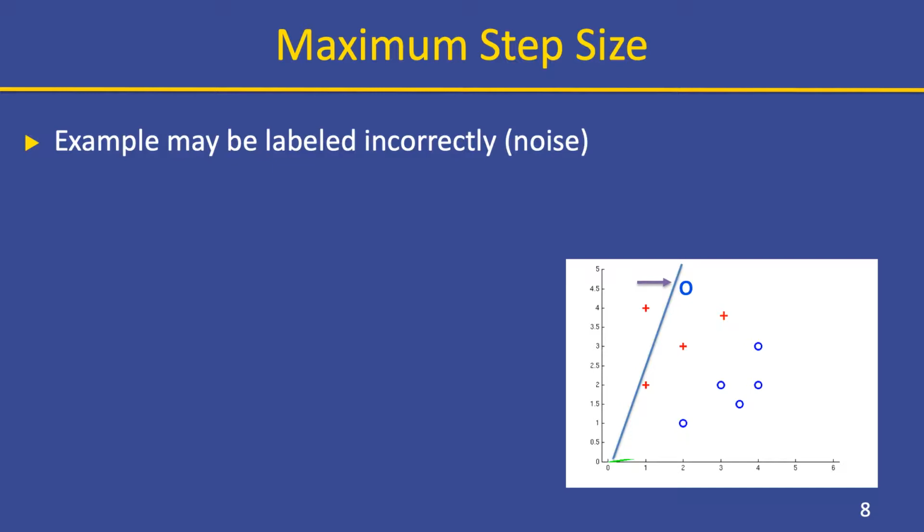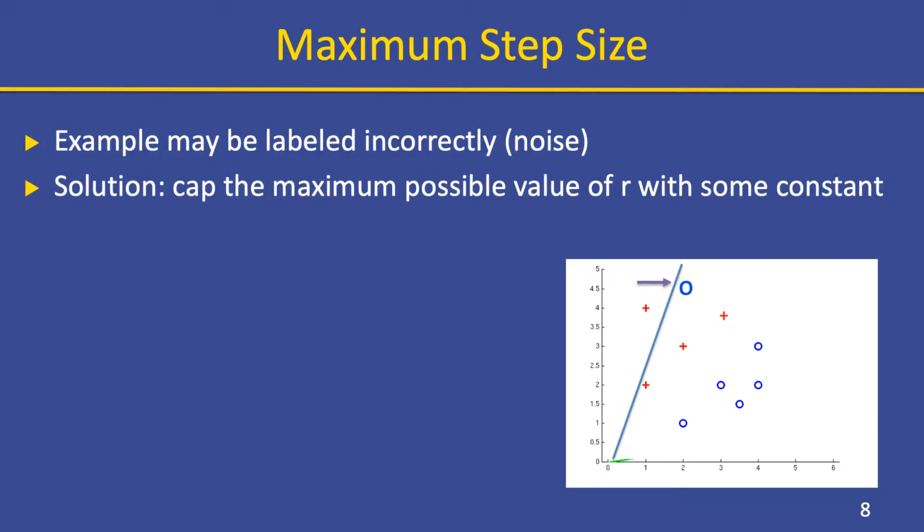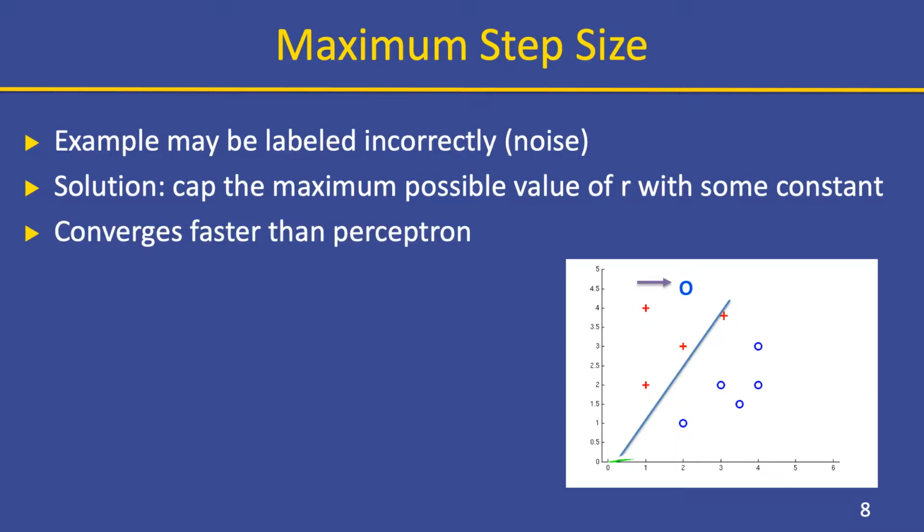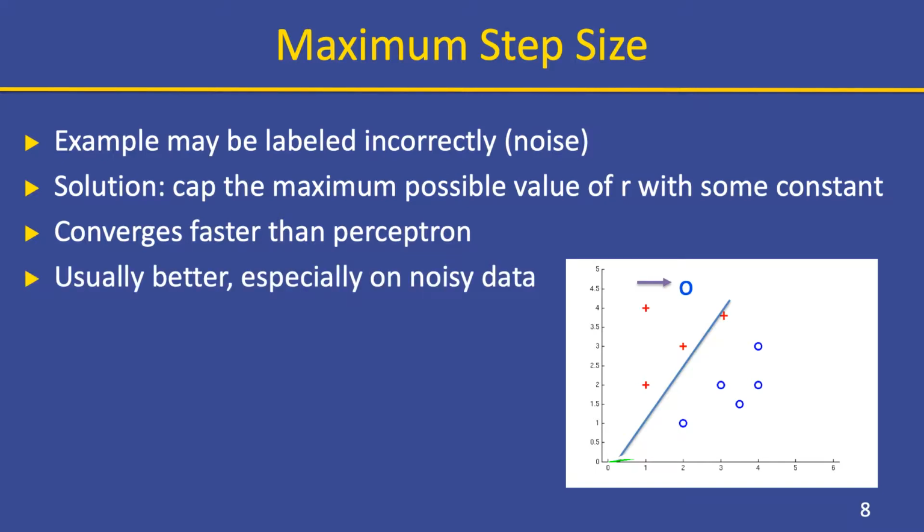The solution here is to cap the updates with some constant. So we can only update our weights this much at each step, even if our example is still classified incorrectly. This approach converges faster than the perceptron, and it usually works better, especially on noisy data.